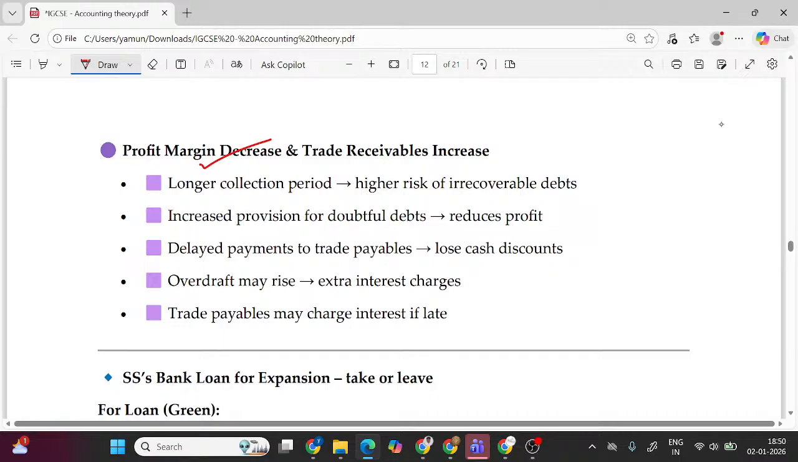Profit margin decrease and increase. If the collection period is long, then there is a higher risk of irrecoverable debts. Right? Obviously, if you're extending the credit, there may be higher cases. Increase the provision for doubtful debts, so profit is reduced. Delayed payments to trade payables, so you'll be losing the cash discounts, and an overdraft may arise, which charges extra interest. Trade payables may charge interest if late.